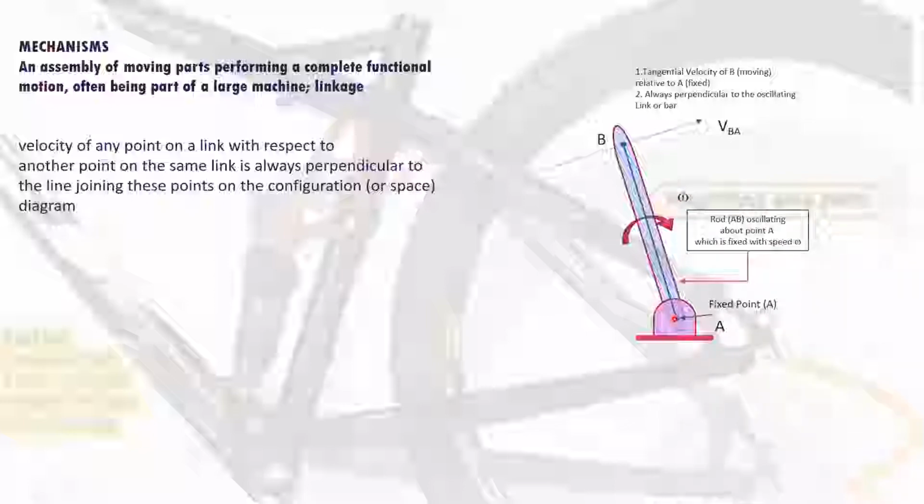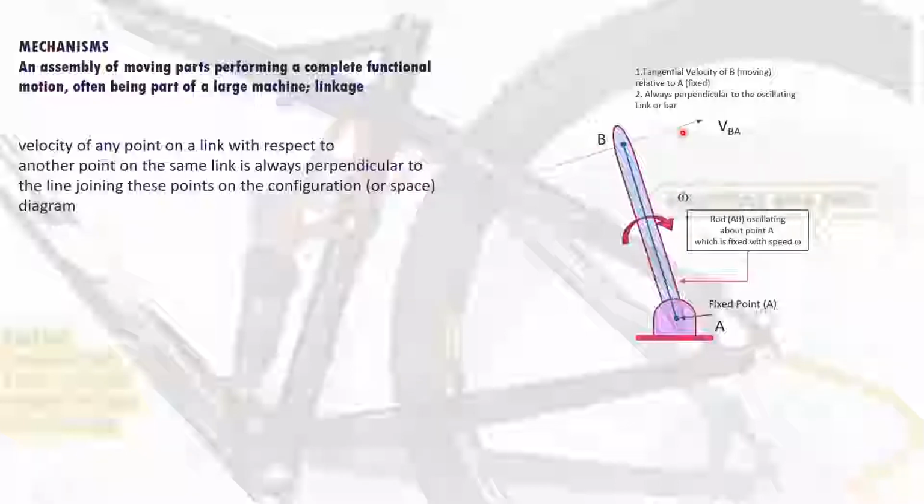Omega is the rotational or oscillating speed of the bar AB, or link AB. Omega is in radians per second. If it is given in RPM, revolutions per minute, remember you have to multiply by 2 pi divided by 60 to convert it to radians per second. If it is in revolutions per second, then you only need to multiply by 2 pi. So the rod AB is oscillating about the fixed point A with a speed of omega, and we can set up a vector diagram based on VBA.